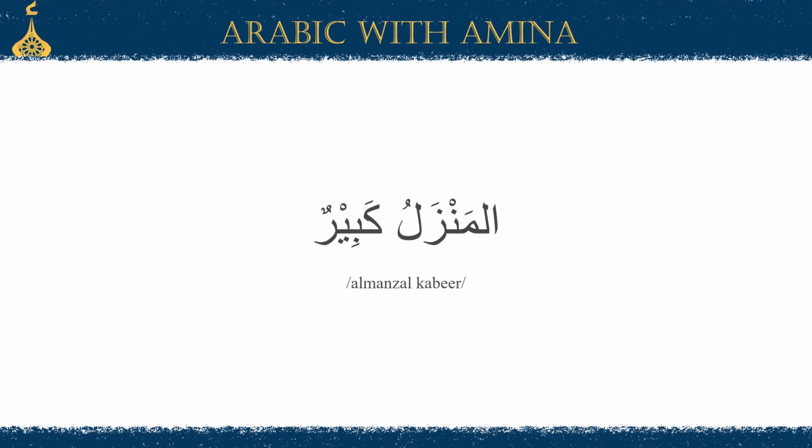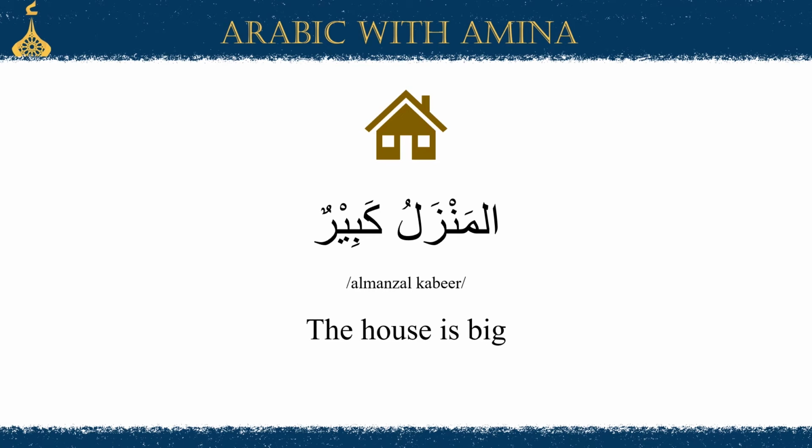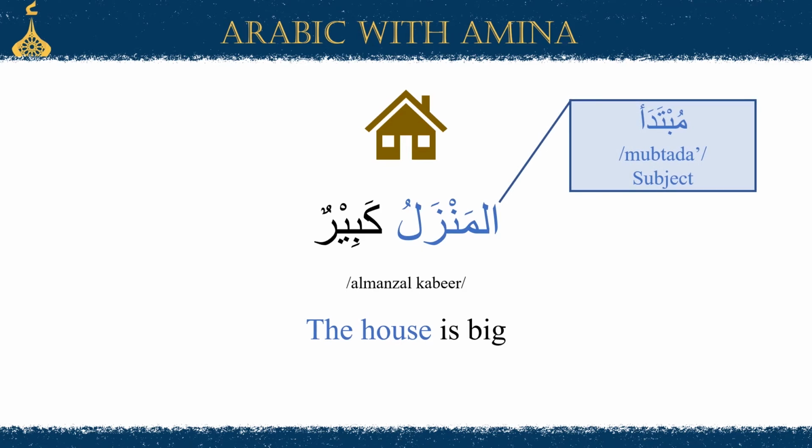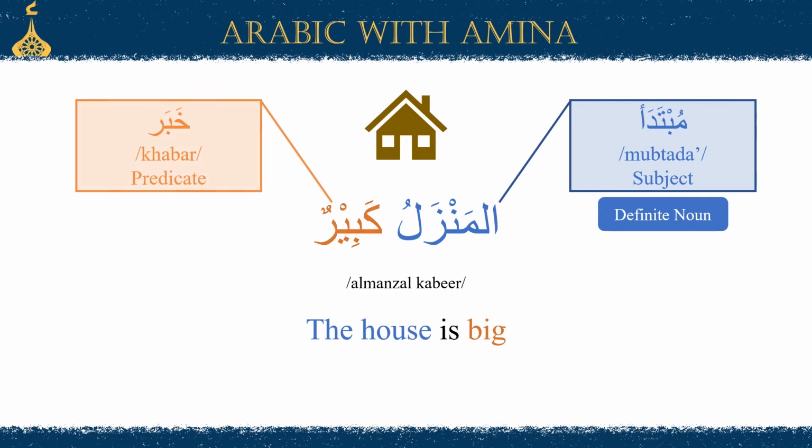المنزل كبير. The house is big. We are talking about the house. So this is the mubtada, and it is a definite noun. And we are commenting on the house by saying it is big, or kabir. So this is a khabar, and this type of khabar is an adjective, which is known in Arabic as ism.